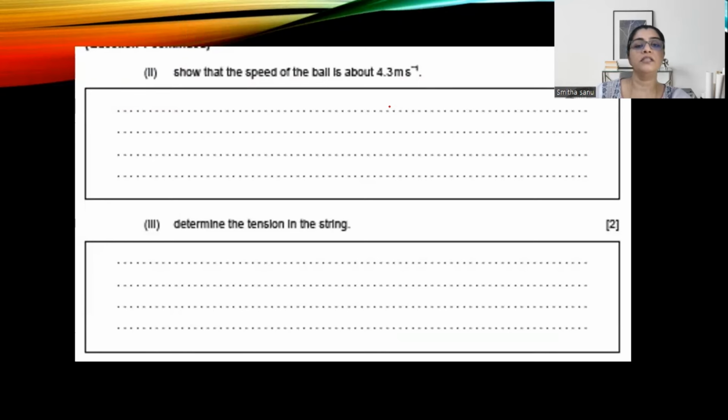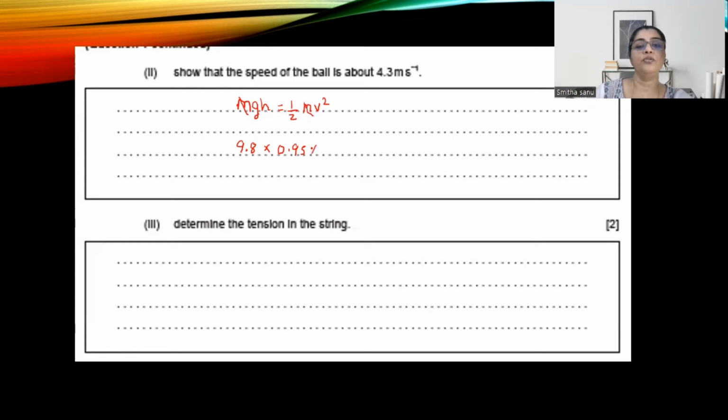So here they are just applying mgh is equal to half mv square. g is 9.8. h is 95 centimeter, which is 0.95 meters. I can cancel m on both the sides.